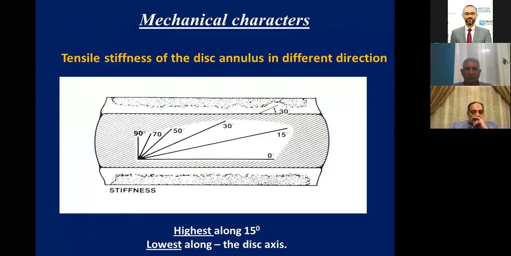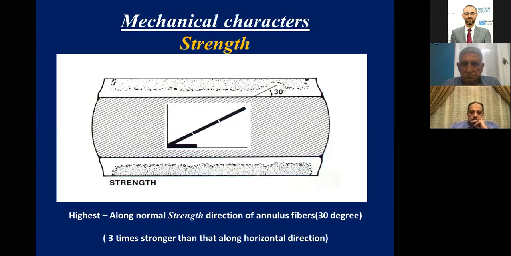This diagram shows us the tensile stiffness of the disc annulus in different directions. The highest tensile strength is along the angle of 15 degrees, which is parallel to the fibers of the annulus fibrosus, while the lowest is along the disc axis, 90 degrees. This is the lowest tensile strength of the disc, because this direction is perpendicular to the fibers of the annulus fibrosus. Mechanical action of the disc: highest along the normal strength direction of the annulus fibers, 30 degrees, and it is 3 times stronger than along the horizontal direction. So in the oblique direction, it is 3 times stronger than in the horizontal direction. This is the strength of our disc.